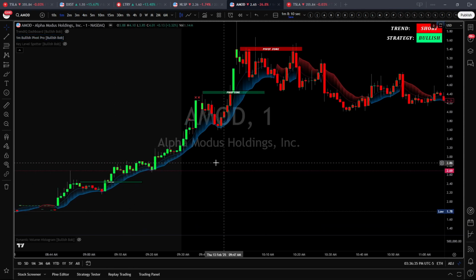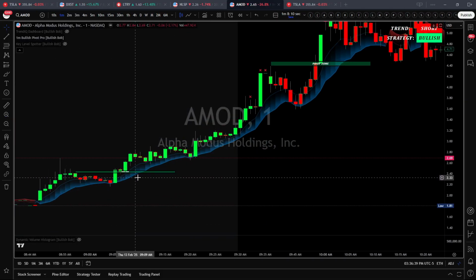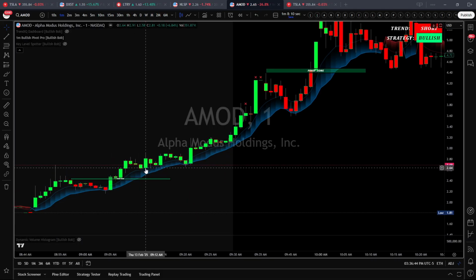But to get back to the strategy here, we are gapping up. We can see that we closed above here, so that's a nice entry. If you missed that entry, that's okay. A pullback into this area or this trend zone can be a nice entry as well. Again, same thing. Our stop loss would be just below.